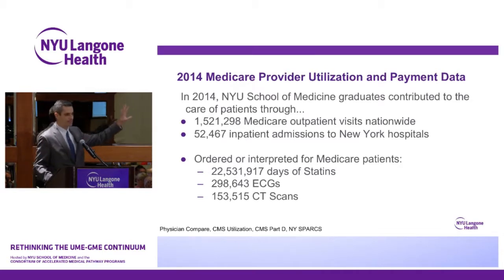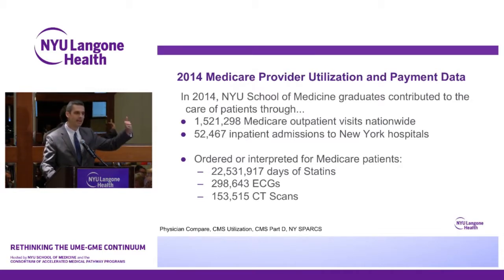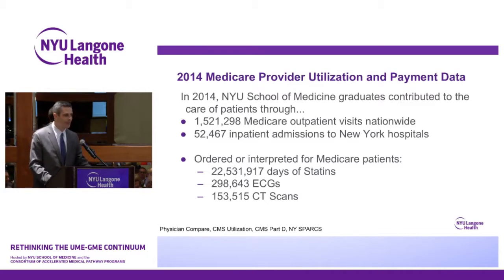So for example, I just took a quick look saying, in this Medicare database from 2014, what did NYU graduates do? Well, our graduates of our medical school, just in 2014 alone, saw 1.5 million patients in outpatient visits nationwide. That's a pretty amazing and profound impact. And using that SPARCS database, we could see that they were the primary attendings taking care of 52,500 inpatient admissions across the 227 hospitals across the state.